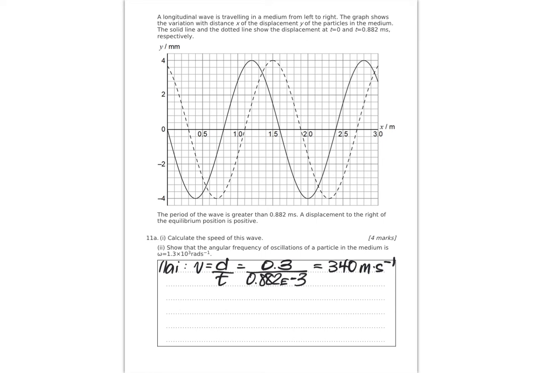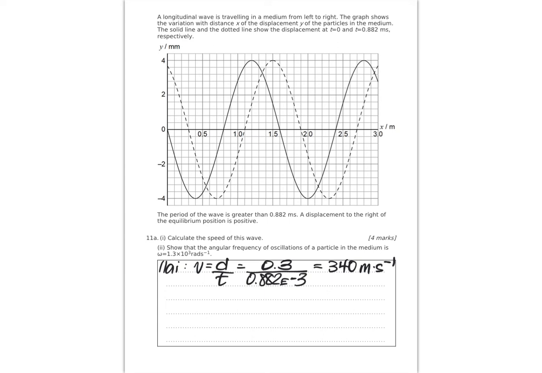And so in 11AI, calculate the speed of the wave. I would say the simplest way of doing this is to note that in 0.882 seconds, the wave itself has traveled this far, which is 0.3 meters. So you do 0.3 meters in 0.882 times 10 to the negative 3 seconds, because it's 0.882 milliseconds. That's 340 meters per second, our speed.